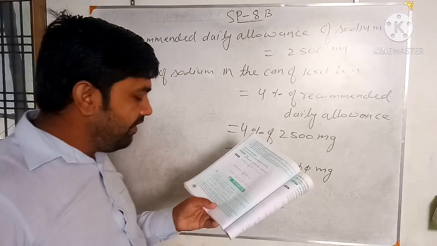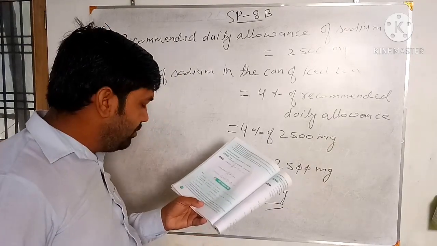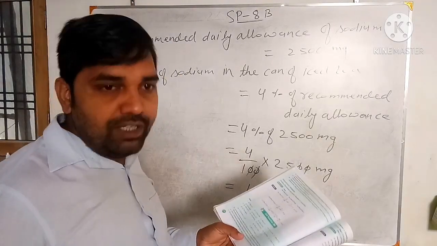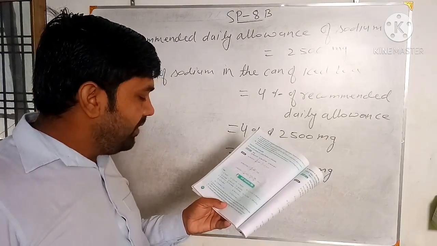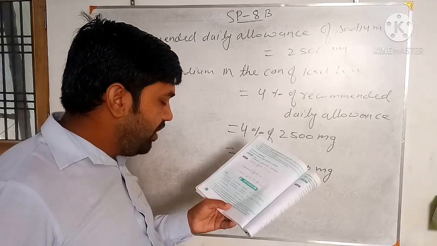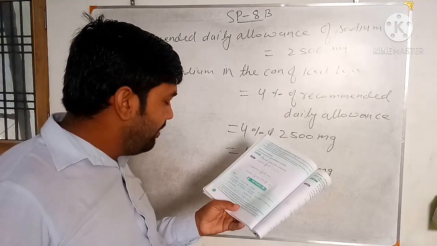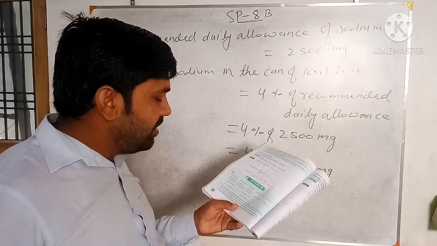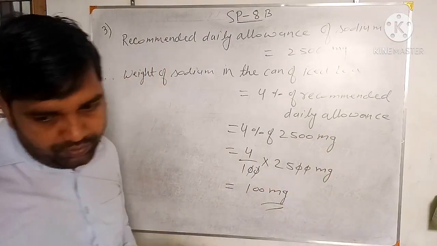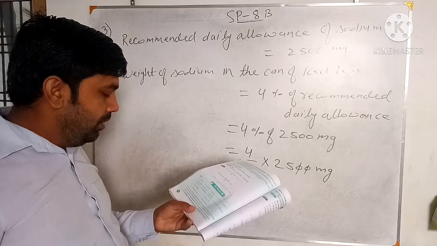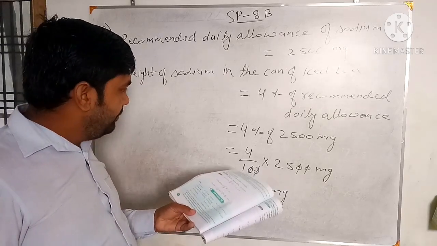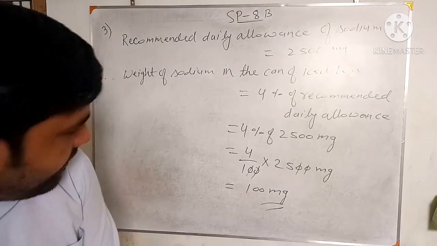So the weight of superphosphate in 2 tons of the mixture: 1 ton equals 1000 kg, so 2 tons means 2000 kg. The weight of superphosphate in 2000 kg of the mixture equals 27% of 2000, that is 27% of 2 tons. Like this you can calculate. Now we move to the next question, number 5.